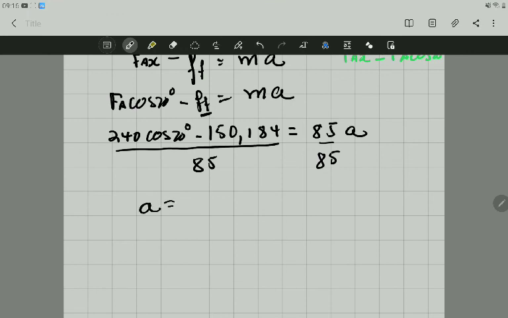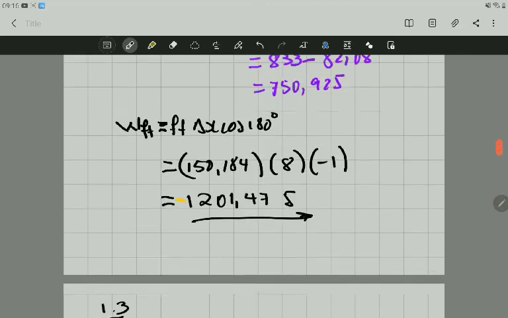Acceleration is equal to 0.89 meters per second squared. That is the answer. The problem has been solved.